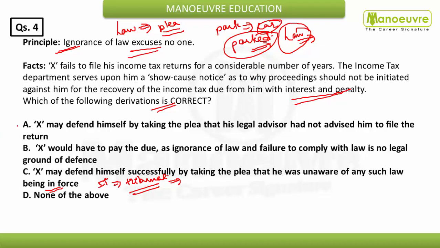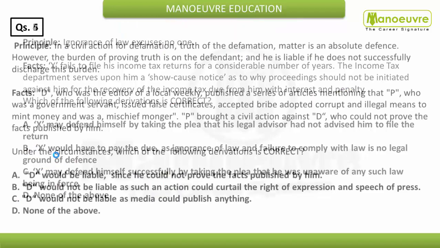So the A option, which is telling about the legal advisor did not advise him, will not be acceptable, and that he was unaware of these things will also not be available, and none of the above. X would have to pay the due as ignorance of law and failure to comply with law is no legal ground of defense. You cannot give any defense. There is no chance of defense when it comes to ignorance of law. Okay guys, so this is very very important. Please pay due attention to it.